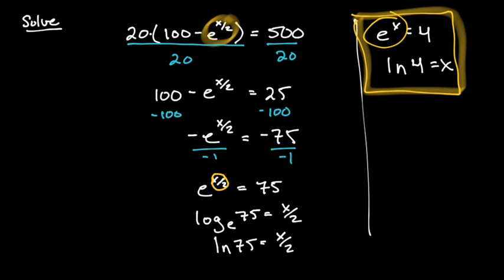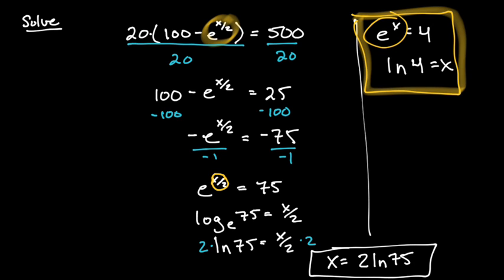And then finally, since I'm trying to solve for x, right, I could just go ahead and multiply by 2 on both sides. And I would have x equals 2 natural log of 75. And we'd be all set. What questions might you have on this problem?